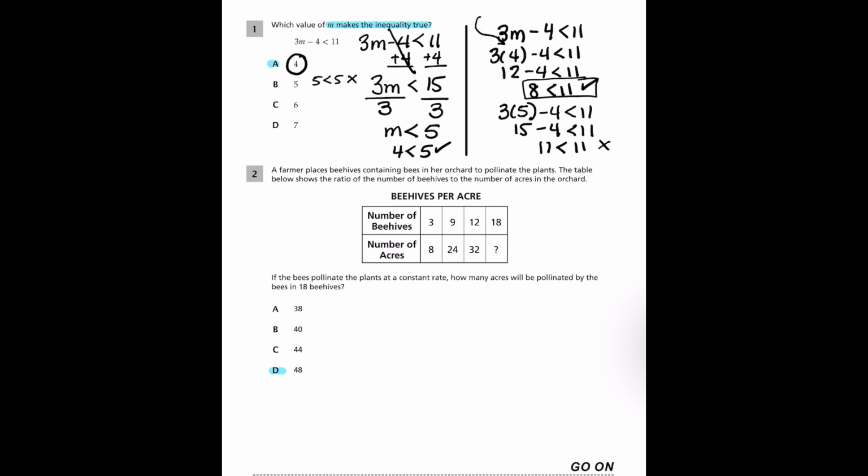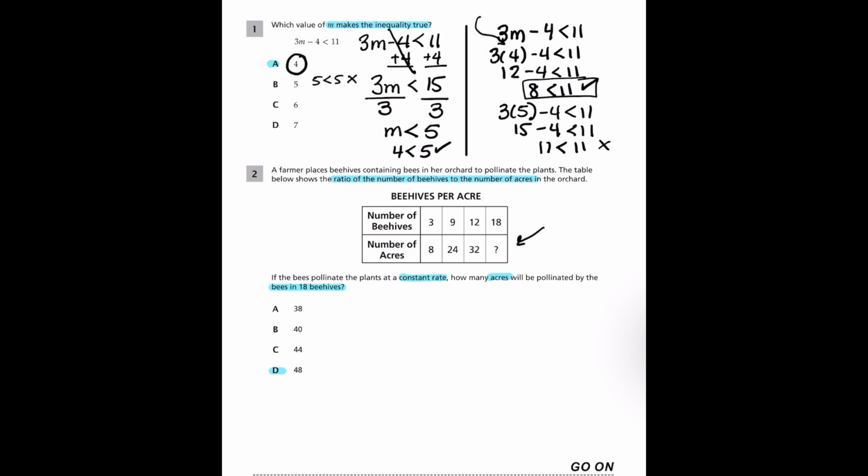Let's look at the second one. The farmer places beehives containing bees in her orchard to pollinate the plants. The table shows the ratio of the number of beehives to number of acres in the orchard. If the bees pollinate the plant at a constant rate, how many acres will be pollinated by the bees in 18 hives? Alright, so pretty much I'm trying to figure out what is this number over here.